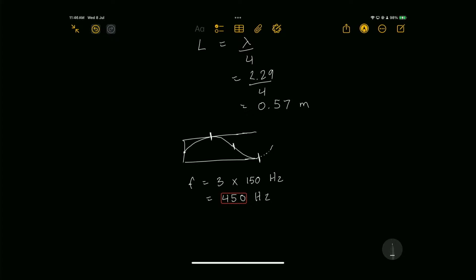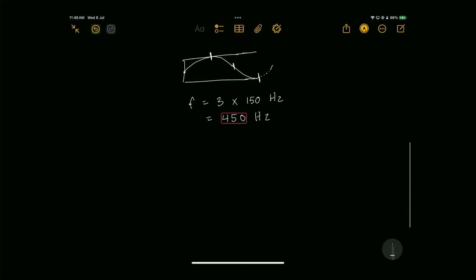Now, for the last part, it asked, is the pitch of the first harmonic higher or lower than the second harmonic? So we know that frequency is related to pitch, in that a higher frequency means a higher pitch and a lower frequency means a lower pitch. Right? So since the second harmonic has a higher frequency than the first harmonic, the second harmonic has a higher pitch. Right? So let's move on to part C.